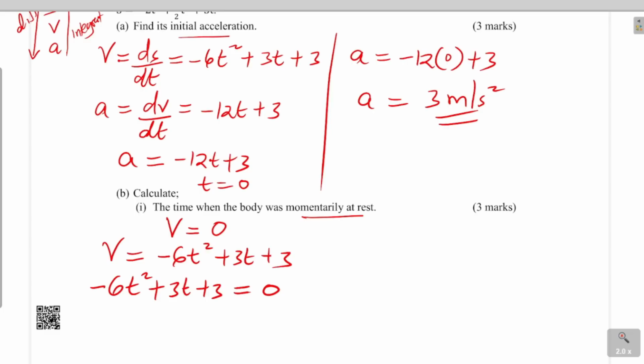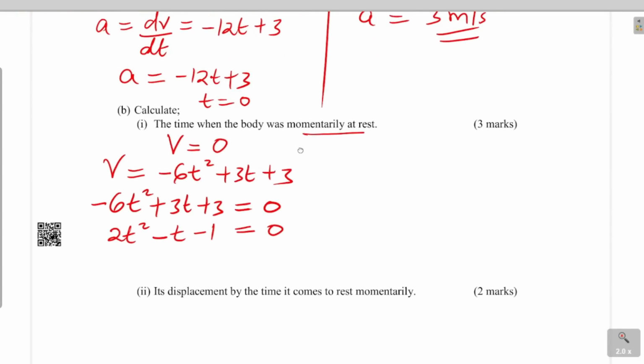So when you look at this, it is forming a quadratic equation. You can divide all through by negative 3. You'll get 2t squared minus t minus 1 equals 0. I'm dividing all through by negative 3. So this one is a quadratic equation. You can use any suitable method to solve this.